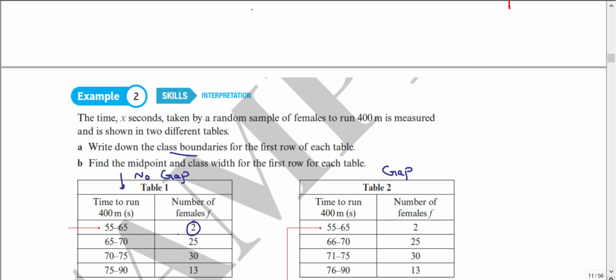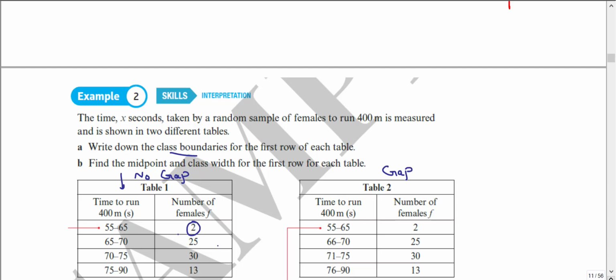So for this example, now we have two tables. Each table has data, which is the time of the runners, the female runners. And it's divided into classes, groups, as you can see. First group is two runners with a time between 55 and 65. Then the second group is the runners with the time 65 to 70 seconds. We have 25 runners and so on.